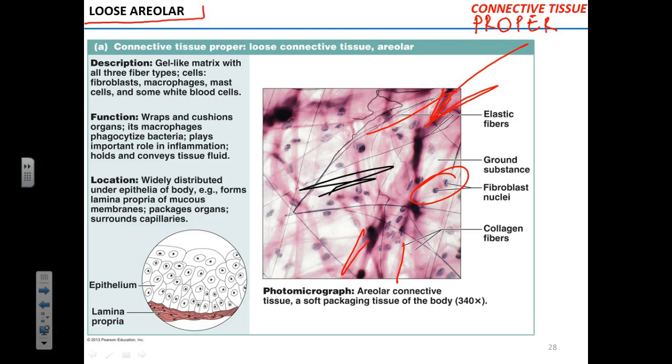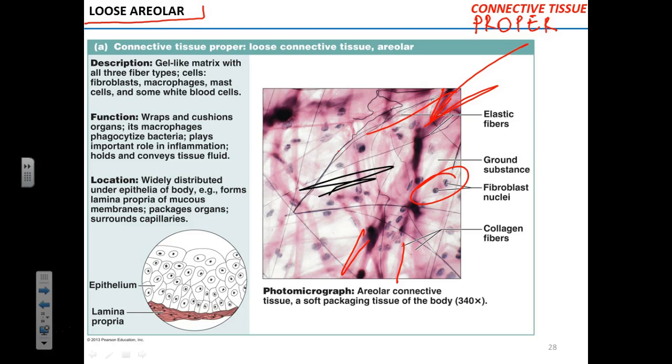If there is an inflammation, it's most likely in the areolar connective tissue. There is an infiltration of white blood cells in areolar connective tissue. Does that make sense? So again, everywhere under epithelium is areolar connective tissue. And we will look at different tissues during our next class.